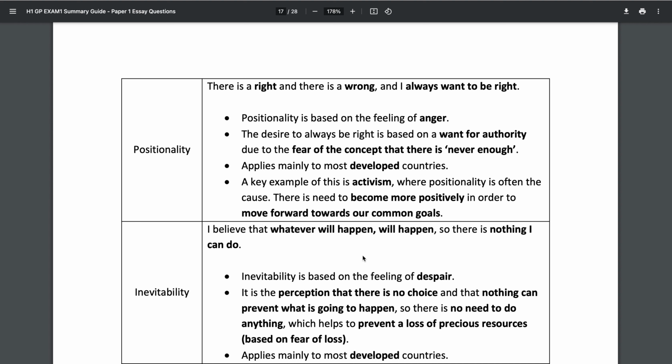There is never enough authority. I need the authority, not you. I want all the authority for myself.